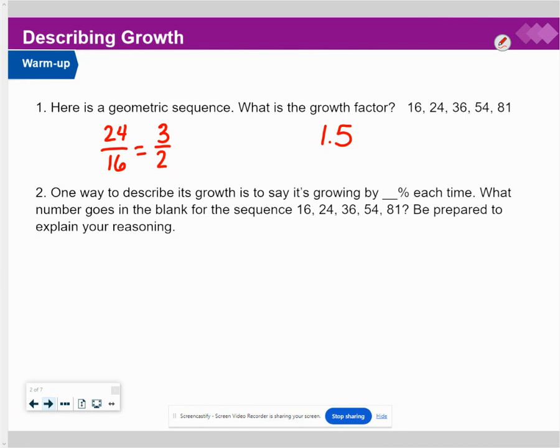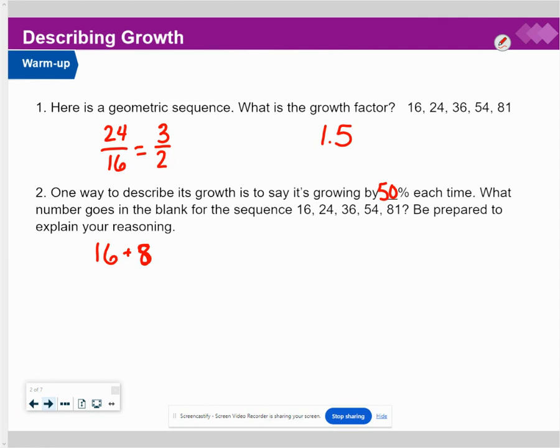It says one way to describe the growth is to say that it's growing by a certain percent each time. And we need to know what number goes in the blank for that. So it was the original number. For instance, if I started with that 16, then I added 8 to that, which is half of the number that we started with. So that's actually growing by 50%. And if you would continue that pattern, if you would take 24, half of that is 12, add it on, and we get 36. And keep going with that pattern. But this is increasing by 50% each time.